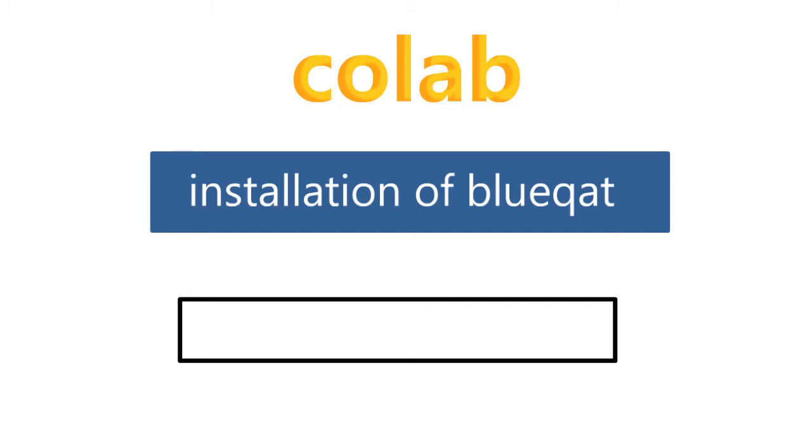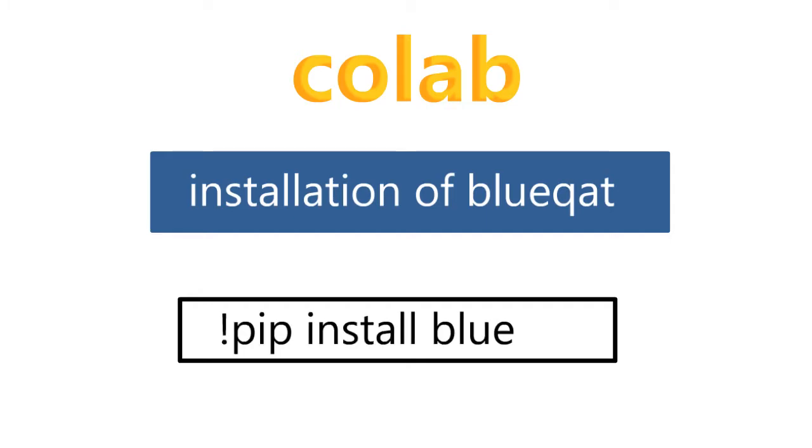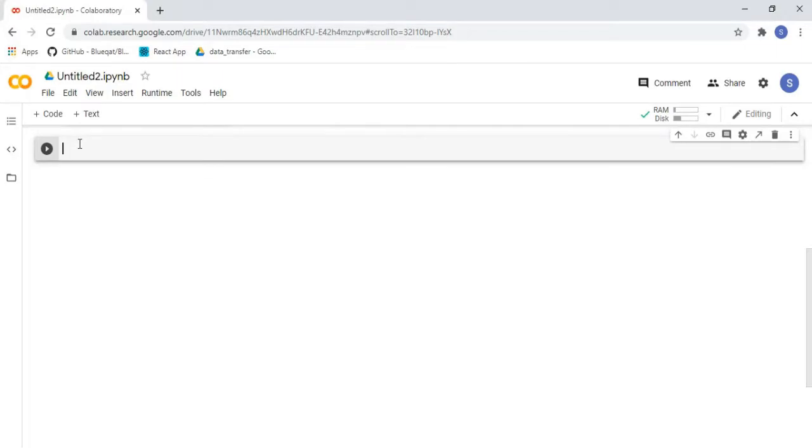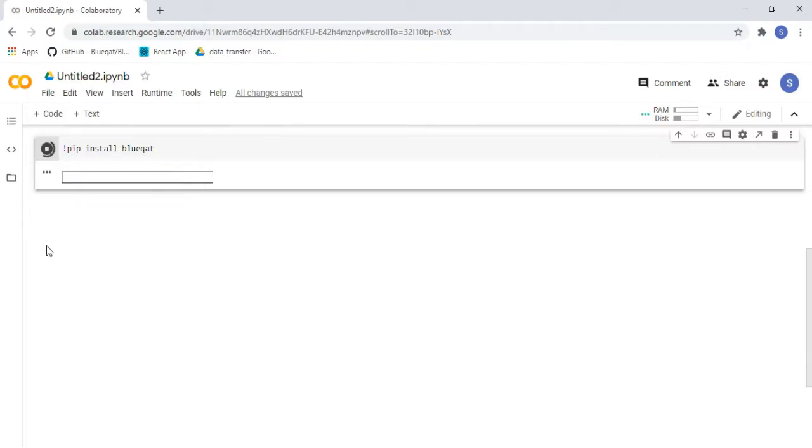We can do it by using this code: !pip install blueqat. Type the code that was shown earlier in Google Colab. Then click on the play button and Blueqat will be installed.